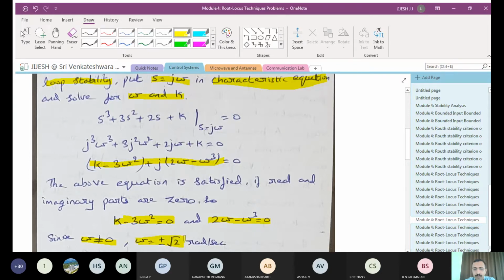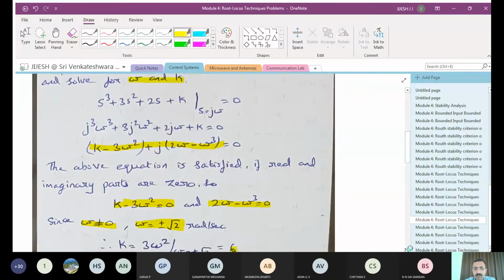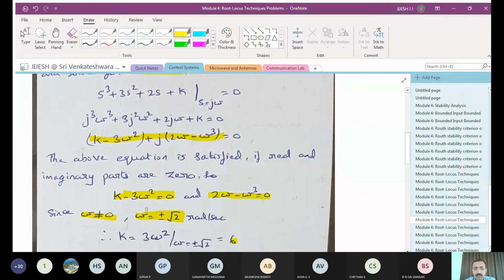You'll get omega as plus or minus root 2, and once you find that, you can find the value of k as well. So you can do the substitution and find it. When omega is plus or minus root 2, you substitute here, and you get k is equal to 3 omega square. Substituting omega is equal to plus or minus root 2, you just take root 2 square, and you will get 6.